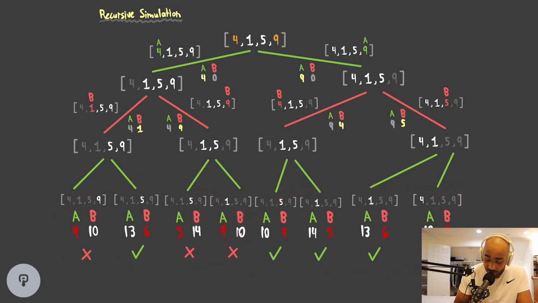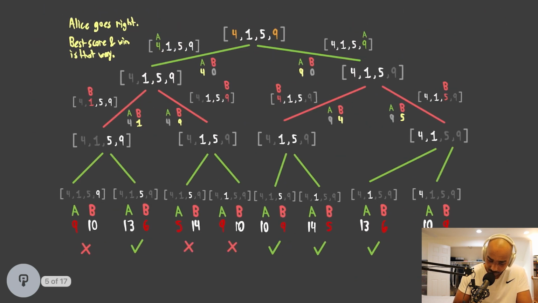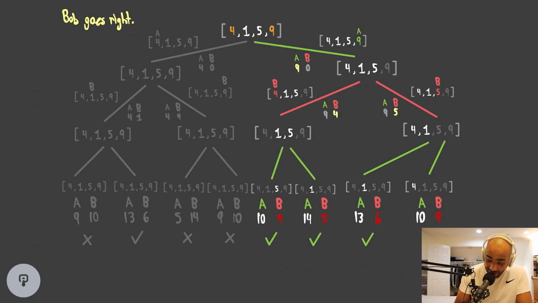Maybe there's a higher score over here potentially, but Alice is going to be chasing the highest score possible for herself. And so, in this subtree, that looks like it's 14. We have a 13 here. So going right looks good to Alice. And so what Alice is going to do is go right. That's the best way for her to win. And now that Alice goes right, these are the possibilities.